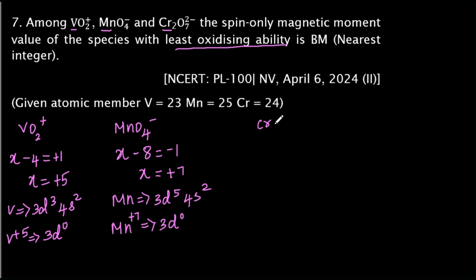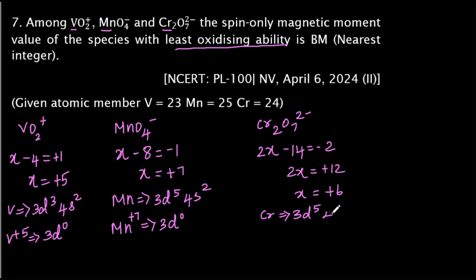Then going to the next one, Cr2O7 2-. So 2 chromium atoms are there, so 2x. Then you are having -2 into 7 is -14, equal to -2. So 2x is equal to +12. x is equal to +6. The configuration of chromium is 3d5 4s1. All the 6 electrons are lost in +6 oxidation state. So here also the configuration is 3d0. So all the 3 ions are having 3d0 configuration.